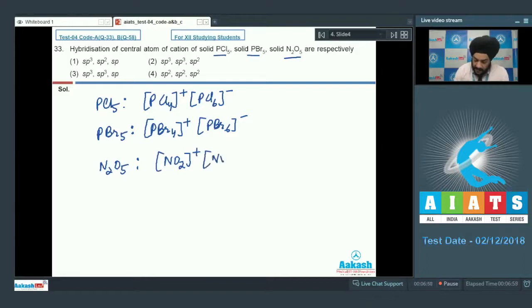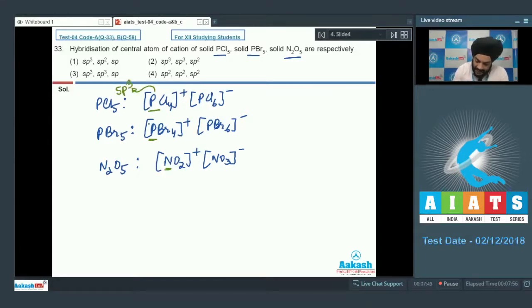So students, the examiner seems to be interested in the hybridization of the cation. So we have PCl4 plus, we have PBr4 plus, and we have NO2 plus. If we look at the cationic part of these given species, so we have PCl4 plus, the hybridization of phosphorus here is sp3.